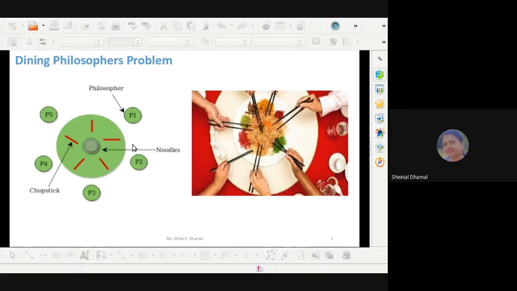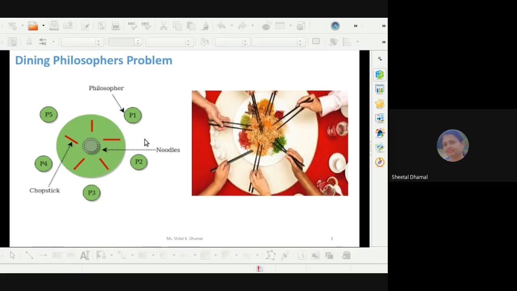In the left-hand figure, you can observe that five philosophers are there: P1, P2, P3, P4, and P5. They are sitting around a circular table, and their job is to think and eat alternately. Here we can relate these philosophers with processes, that is, five processes are there.